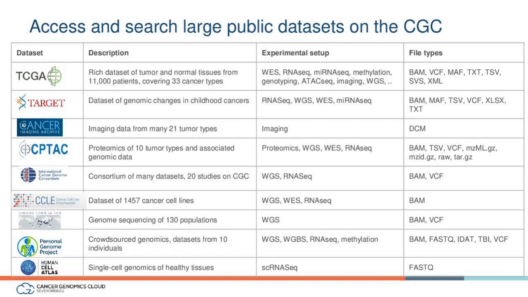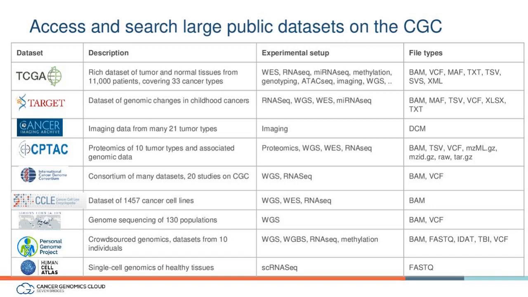Going a little bit further, we have brought in the International Cancer Genome Consortium, which is the ICGC. Over 20 studies are available for you to access and explore. We have cancer cell lines from the Cancer Cell Line Encyclopedia, which is the CCLE. And there are a few other projects like the Simons Foundation, which has led to genomic sequencing of 130 different populations, so there's whole genome sequencing data from that. And then there's PGP UK, which is the Personal Genome Project, which has data sets from several individuals. And finally, single cell genomic data sets from healthy tissues, which are from the Human Cell Atlas.